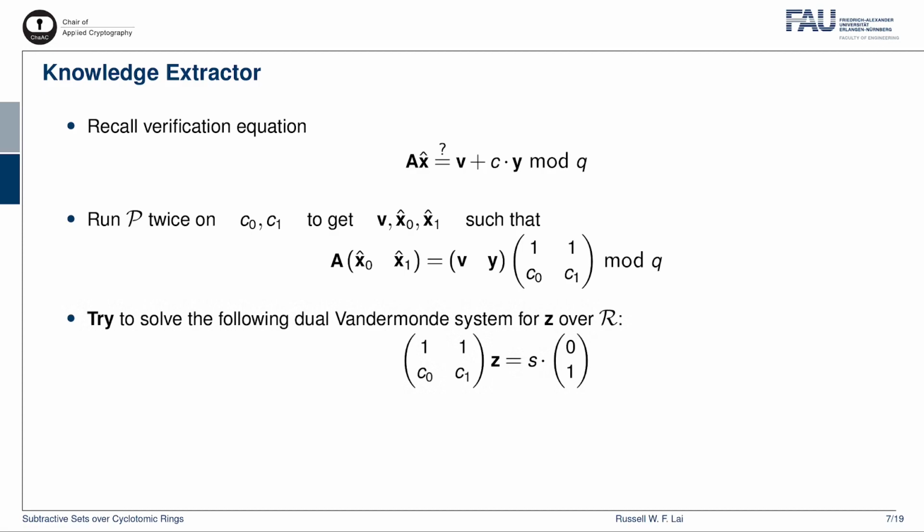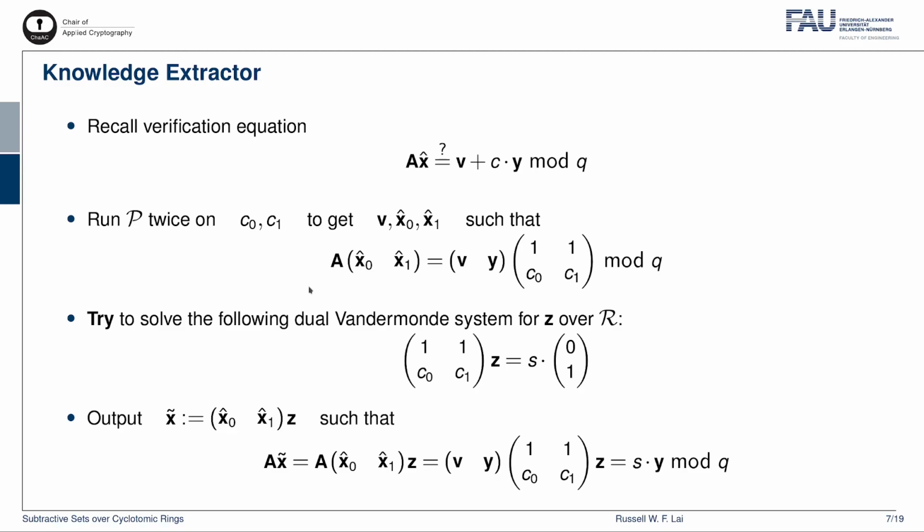Next, the extractor would try to solve the following dual Vandermonde system for a vector z over the ring R. I call this a dual Vandermonde system because this system of linear equations is defined by the transpose of a Vandermonde system defined by C0 and C1. Suppose the extractor is successful in solving the dual Vandermonde system for the vector z, then it can compute the extracted witness like this.